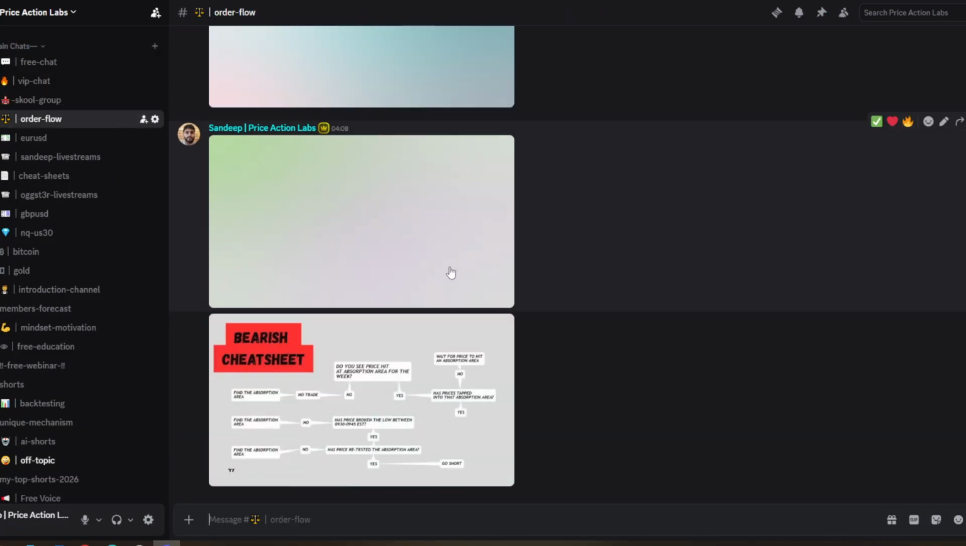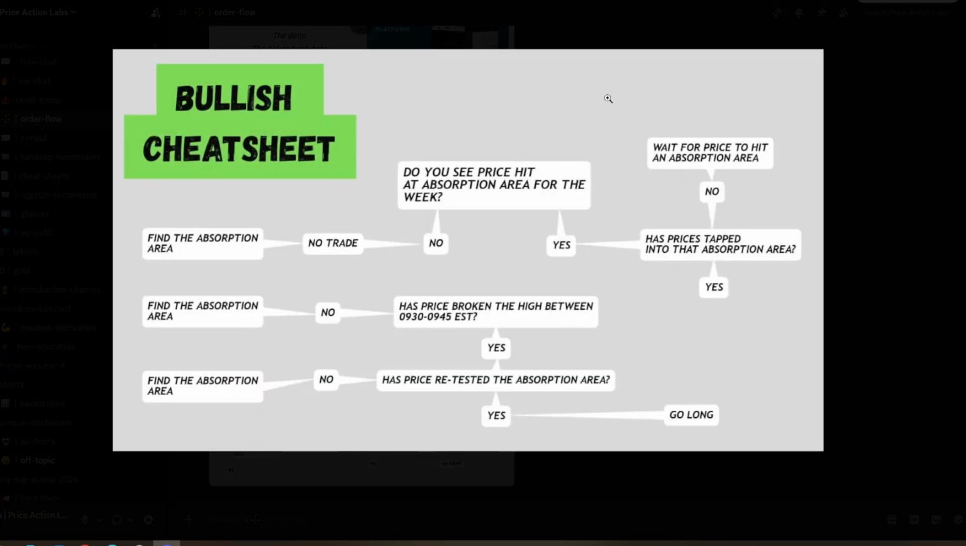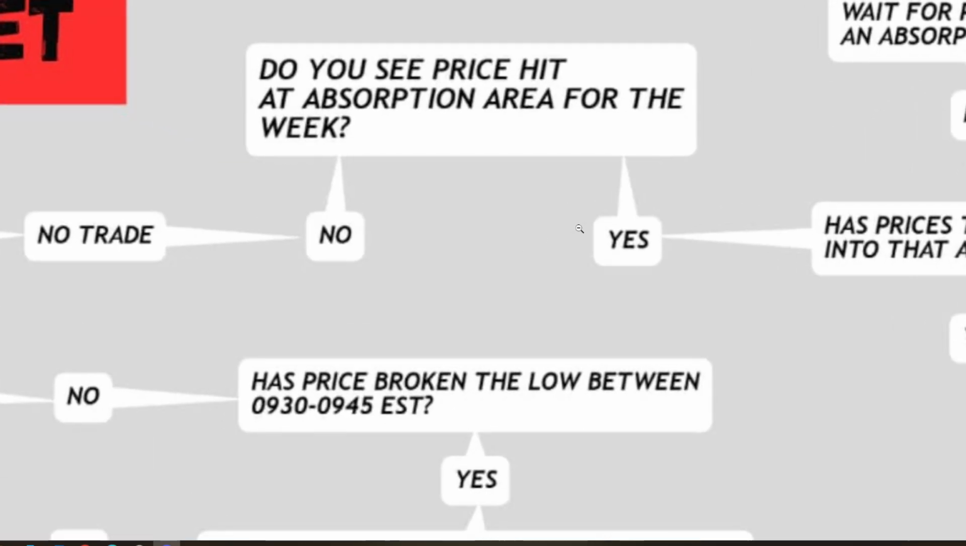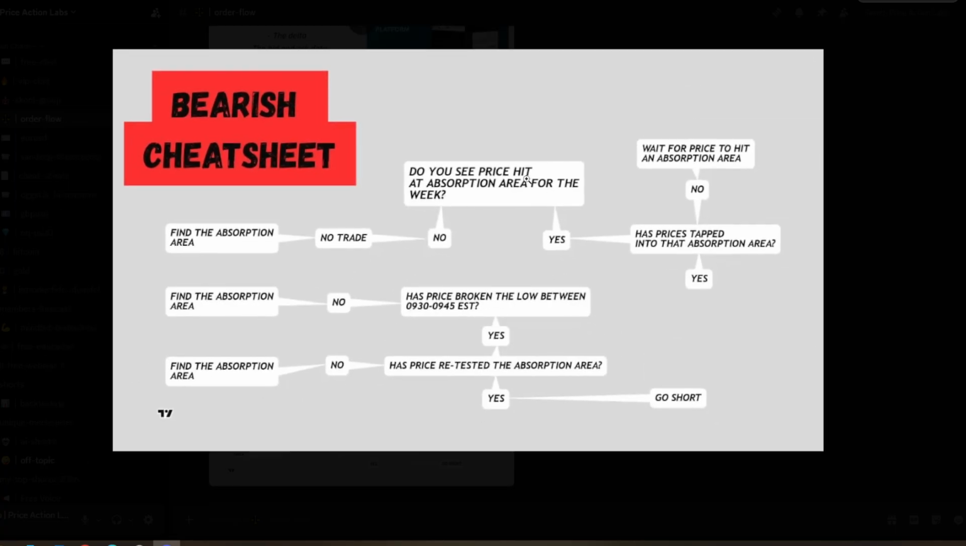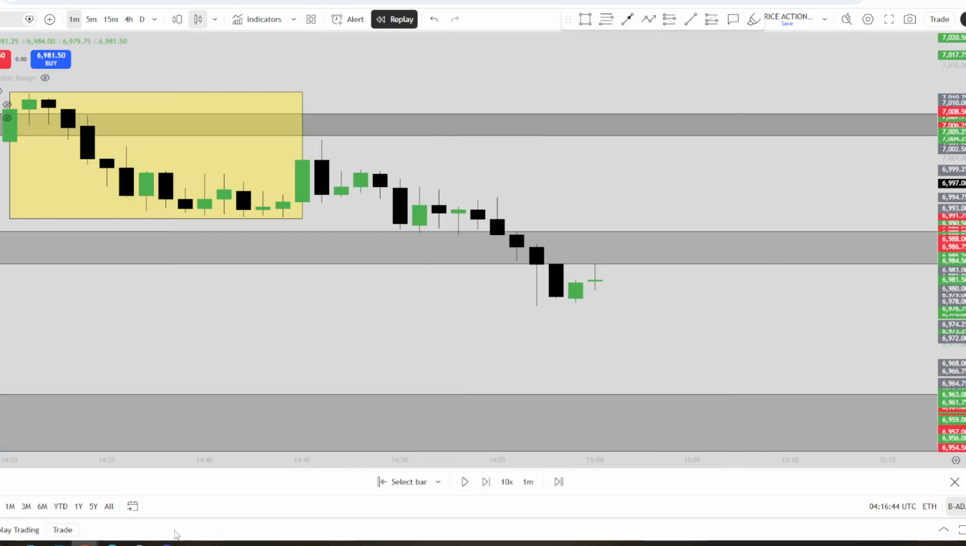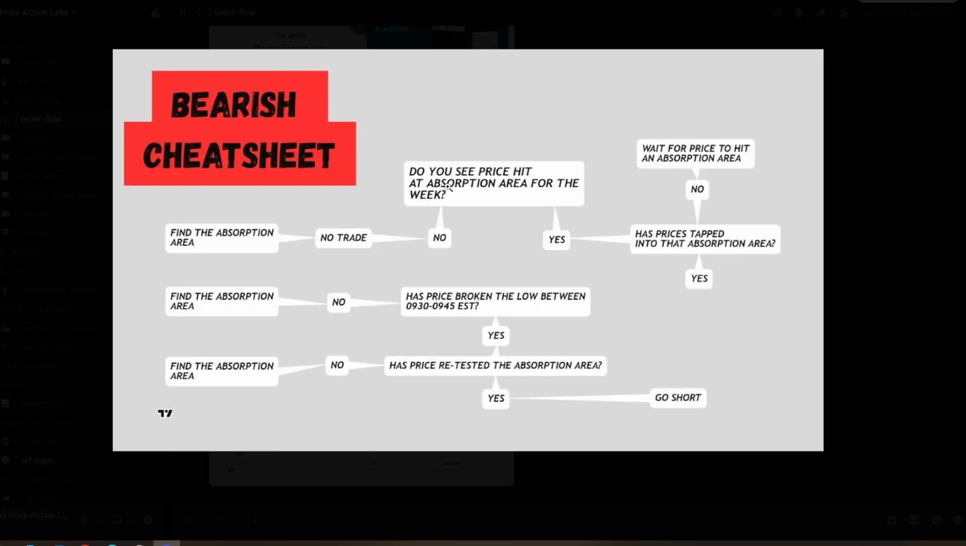In fact, what I've done here in the Discord is I've given you a bullish and a bearish cheat sheet, right? So we're going to be focusing on this first. So do you see price hitting an absorption area for the week, right? So this is an absorption area. These are our key levels. So do you see price hitting an absorption area?